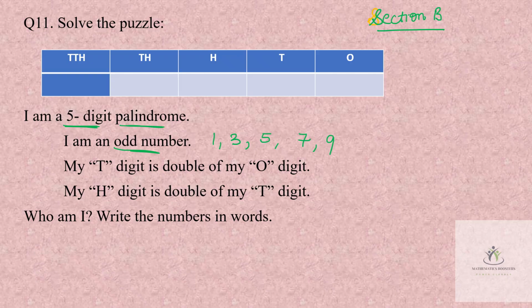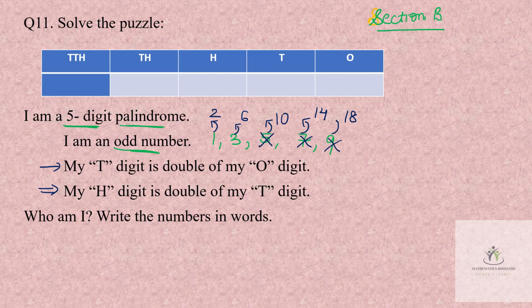Next it says my tens digit is double of my ones digit. The double of 9 is 18, and 18 is a 2-digit number. This is out of the race. What is the double of 7? 14. Again this is a 2-digit number. This is also out of the race. Now what is the double of 5? It's 10. Again we require only a single digit. This is also out of the race. What is the double of 3? 6. This can be an answer. What is the double of 1? 2. We will move to our next hint.